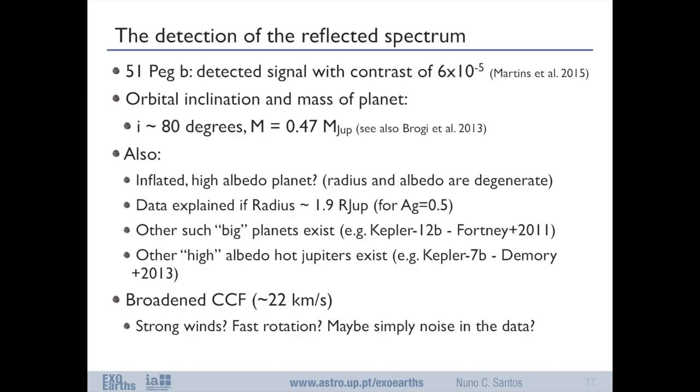We also could try to infer some planetary properties from this detection. I can tell you that the detection is 3 sigma roughly, and so I would not bet too much on the details of the final parameters we obtain. But still, we can try to do some physics. Our measurements suggest that 51 Peg b is likely an inflated high albedo planet. The data can be explained with a radius of 1.9 Jupiter radii, if we assume an albedo of 0.5, which is a bit high, but there are some examples in the literature of planets of similar properties, so we are not too uncomfortable with this.